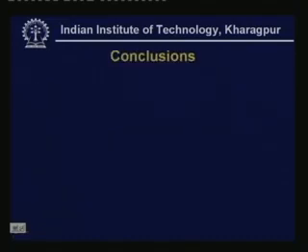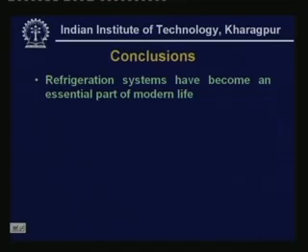Now let me conclude this lesson. In this lesson we have defined refrigeration and air conditioning, and we have outlined the historical aspects of various natural and artificial refrigeration methods. And while doing so, we have also explained the working principle of these systems in brief. And when we discuss these systems, we will explain the working principle once again in detail. And right now the main focus is to develop refrigeration systems.